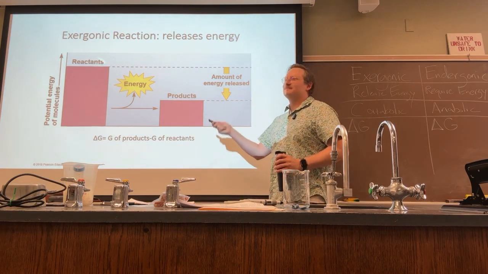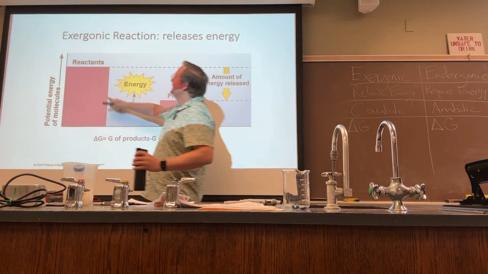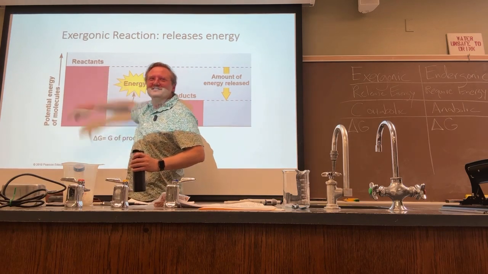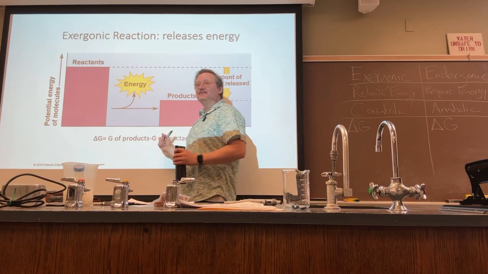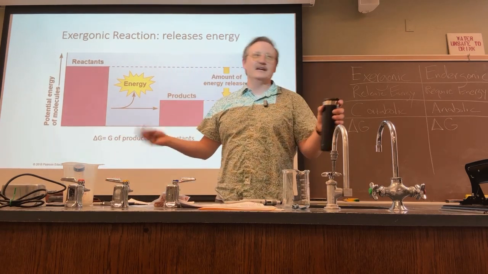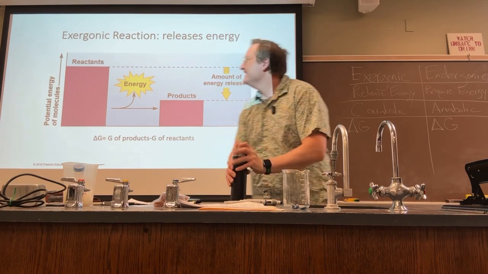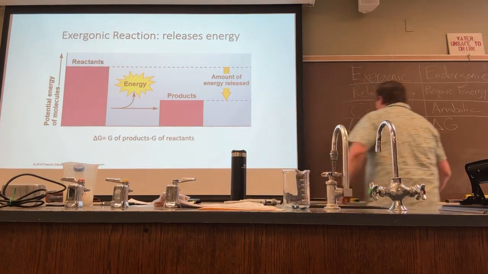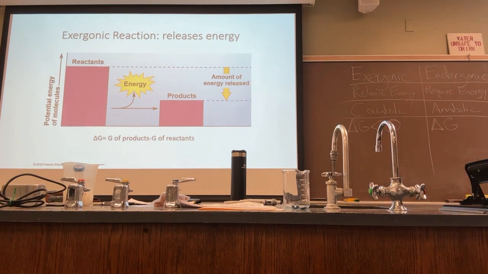All right, products, reactants. Let's say this had 1 megajoule. And this has 3 megajoules. So when we take energy of the products and subtract energy of the reactants, we're going to get -2 megajoules. What am I trying to get at here? In an exergonic reaction, the delta G value is negative. It is less than 0.